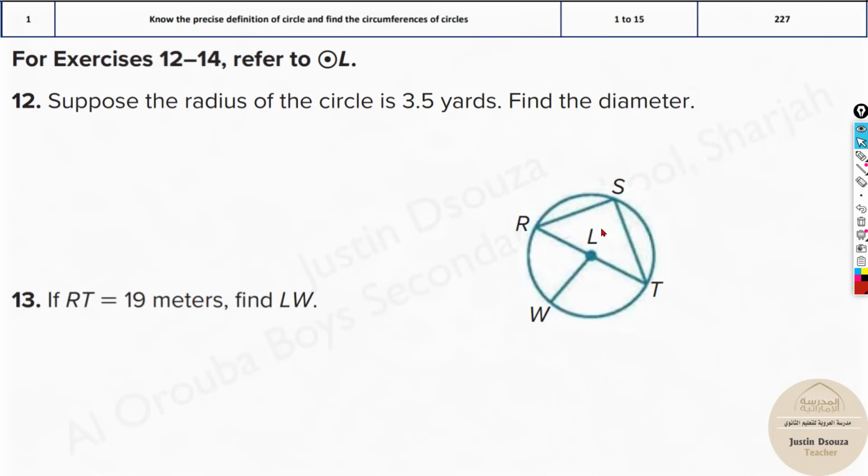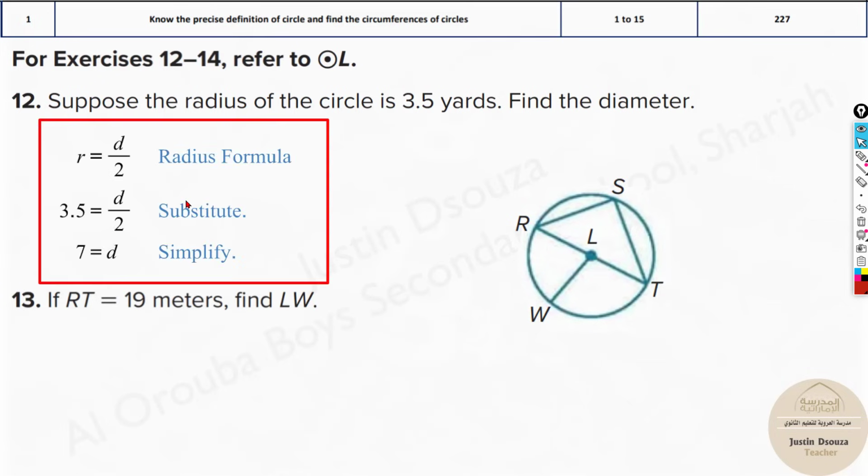Now suppose the radius of the circle is 3.5 yards. Find its diameter. Just multiply this by 2. 3.5 times 2 is 7. That would be the answer. Just multiplying by 2.